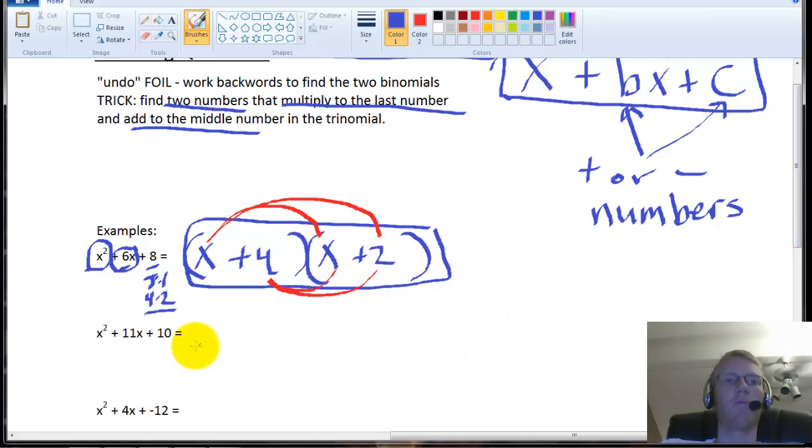Okay, let's look at the second example here. I need two numbers that multiply to 10 and add up to 11. So what multiplies to 10? It's nice to sometimes write down your possibilities.